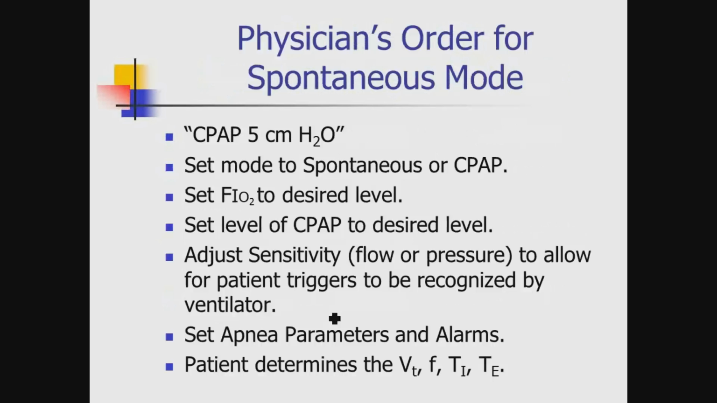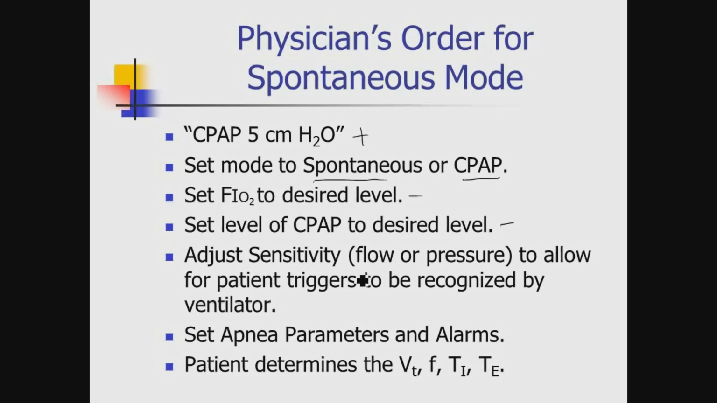So again, what the order would look like would be something along this line. Physician writes an order for CPAP of 5. I place the patient into either the spontaneous mode or the CPAP, depending upon the ventilator. We'll see that as we go through the 3 of them. Set our FiO2 to what is desired. Set my CPAP level to what is desired. So I'm going to set the baseline pressure to wherever I want it.